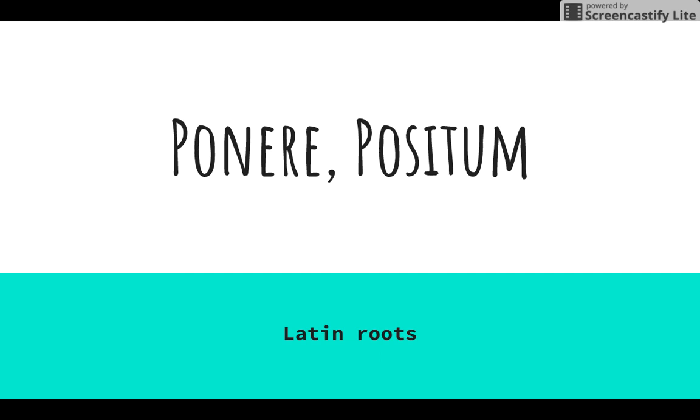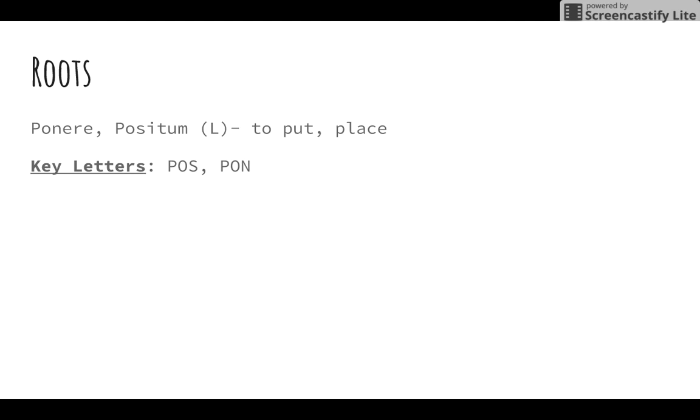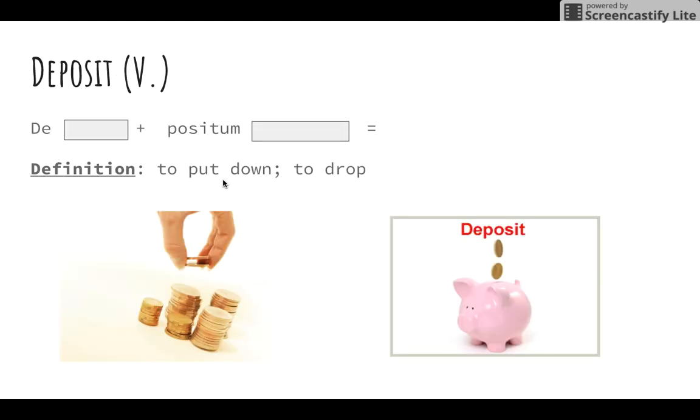So today and this week we're learning about words that have the root Ponere Positum. Now, Ponere Positum is a Latin root. It comes from Latin, and it means to put or to place. You can tell that words come from Ponere Positum because you're going to see the letters POS or PON in the word. So one of the words that uses positum is the word deposit.